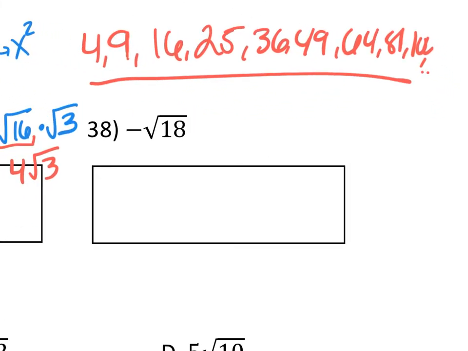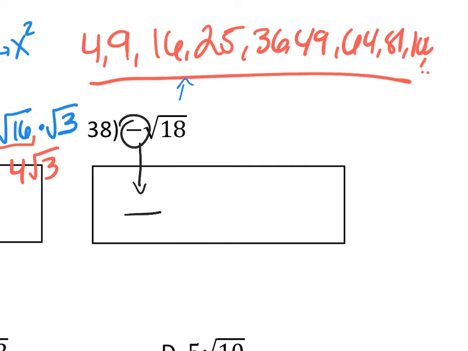Okay, 38, square root of 18, or negative square root of 18. I'm going to just go ahead and write my negative down here in my answer box just so I don't forget about it. Let's try square root of 18 in our calculator. Square root of 18 is a decimal, so it's not going to work out. So now we need to look at our list of perfect squares and see which one of these numbers can go into 18 nicely. So just start trying.